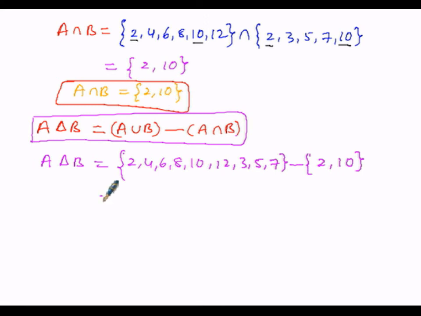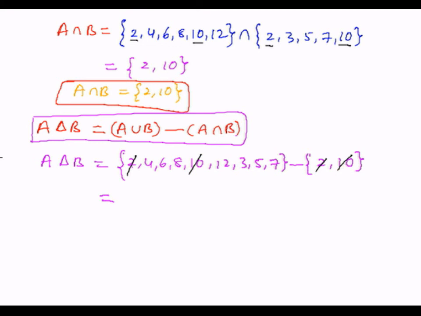In order to find the difference of these two sets, we have to subtract the elements of the second set from the first set. In order to subtract, we have to see the common elements. 2 is present in both the sets, so we can cancel this 2. Similarly, 10 is also present in both the sets, so we can cancel it in both.